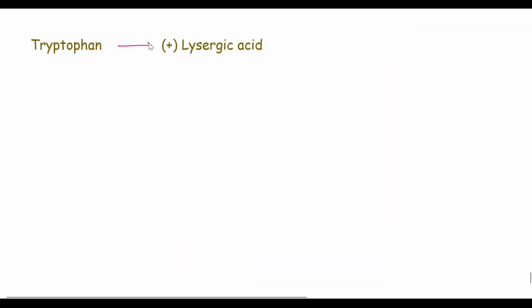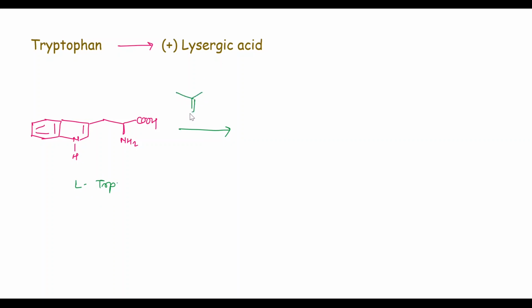Next we will see the biogenesis of lysergic acid from tryptophan. So the first structure of tryptophan. So in the first step, L-tryptophan reacts with allylic cation and we get 4-dimethylallyl L-tryptophan.